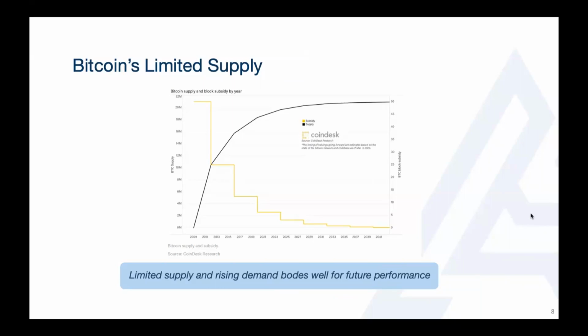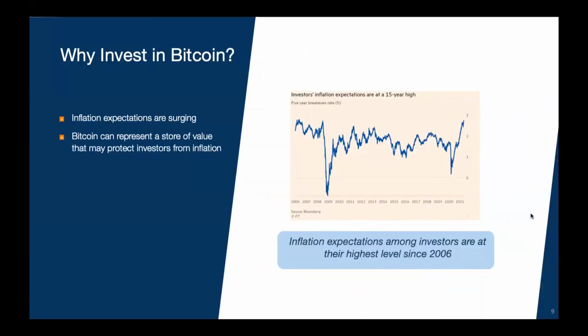So each 4 years, we go through a process called halving, in which the block rewards get cut in half. We went through one of those recently, and we'll be going through another one in about 3 years. And typically after a halving, the price has gone up historically pretty significantly. So main takeaway from this slide is limited supply combined with a rising demand. It only does one thing for the expected price and future performance.